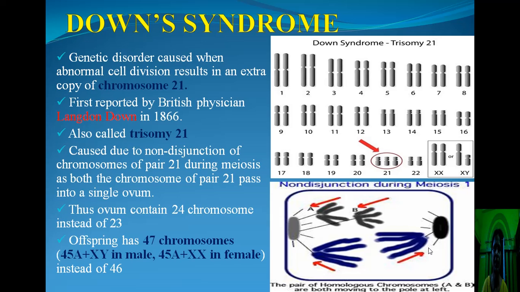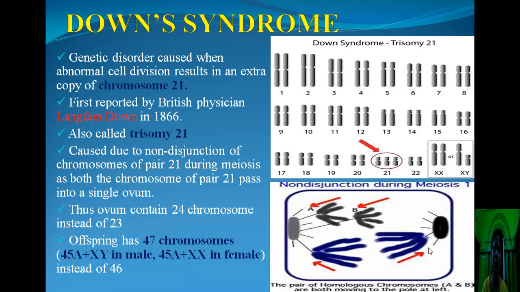Down syndrome is a genetic disorder caused when abnormal cell division results in an extra copy of chromosome 21. Chromosome 21 consists of two chromosomes. Instead of two, there are three chromosomes present in the 21. It was first reported by British physician Langdon Down in 1866. This is also called trisomy 21.